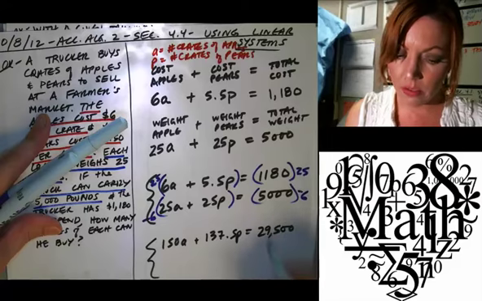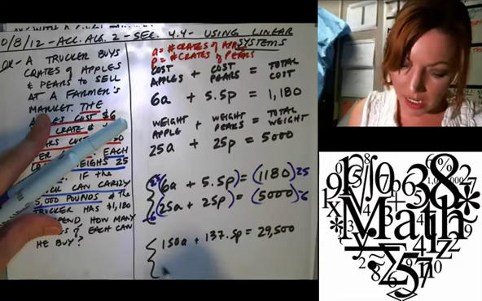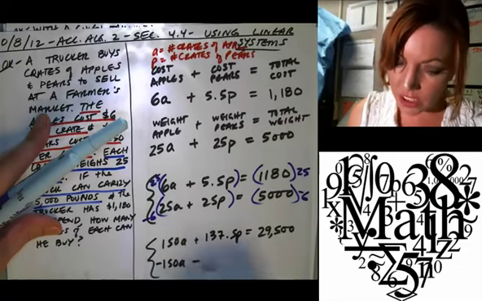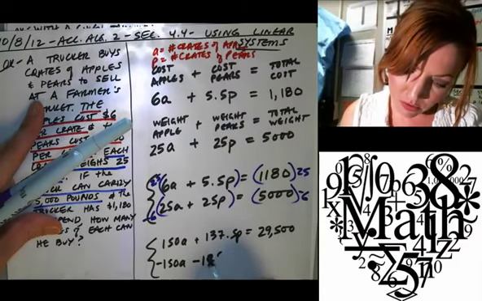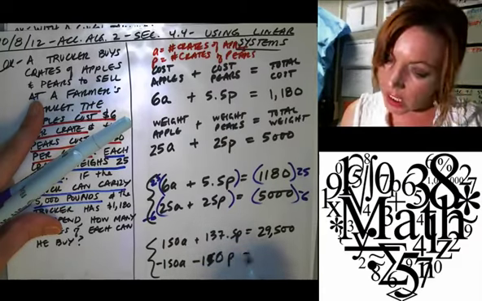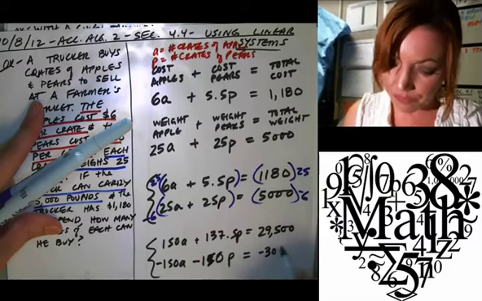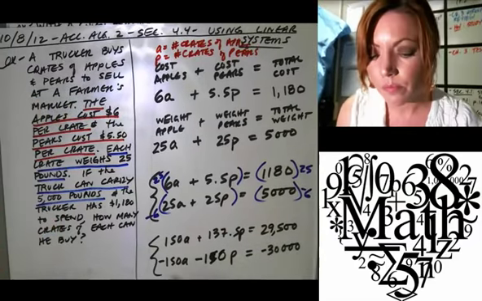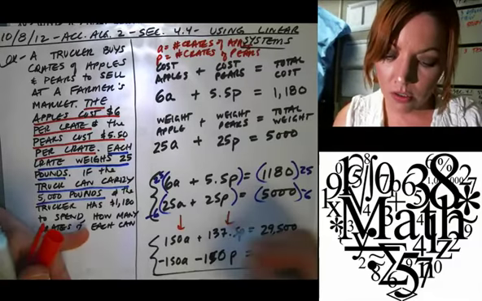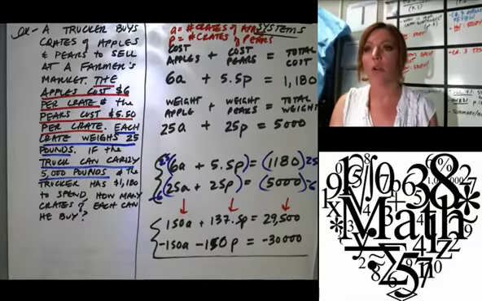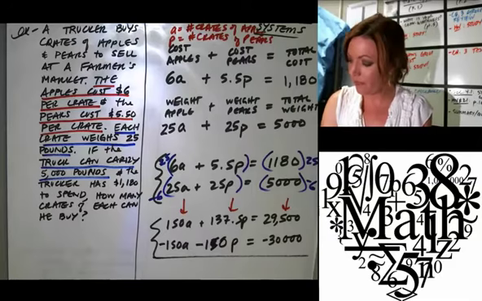29,500. And then on the bottom, we should get negative 150A minus 150P. 150, sorry about that. P equals negative 30,000. All right, so now when we add straight down, can somebody tell me what we end up with?